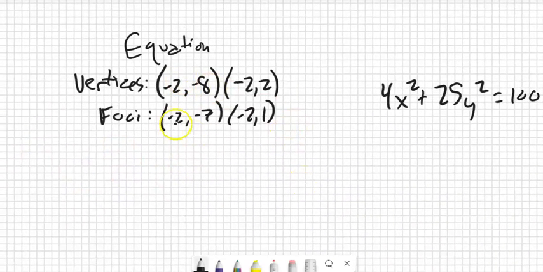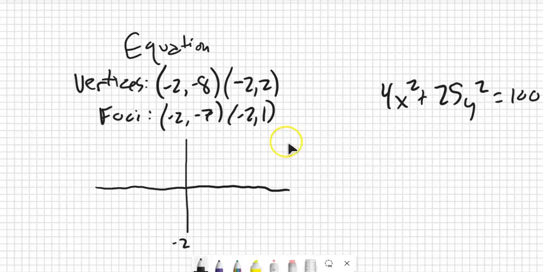We know some things. We know where some of the vertices are, and we know where the foci are at. So let me think about that. Vertices are all at x equals negative 2. So everything's lined up when x is negative 2. And then we have all these different y values coming off of it.